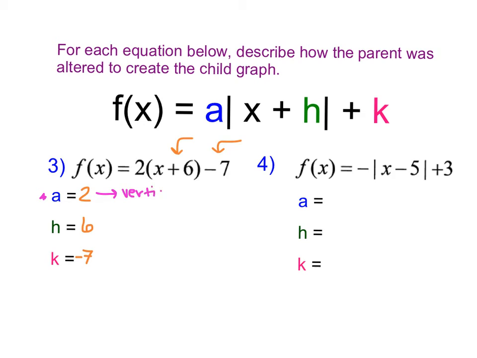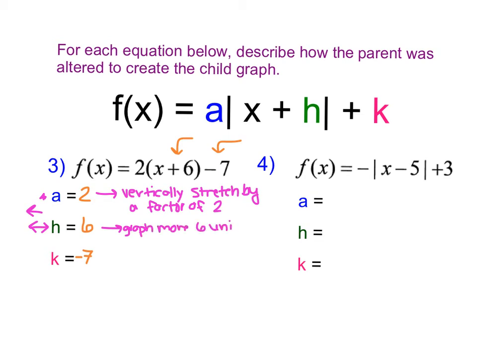So this graph is going to vertically stretch by a factor of 2, and it's going to become 2 times as tall as the parent graph. Then from there we look at our h value, and h is our horizontal shift from left to right, but it works the opposite of what we expect. So in this case, h being a value of 6 means that we're going to move in the negative direction because it's positive, so we're going to move in the negative direction, which is to the left 6 units. So the graph is going to move 6 units left.